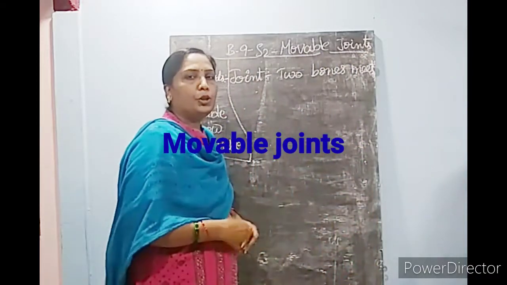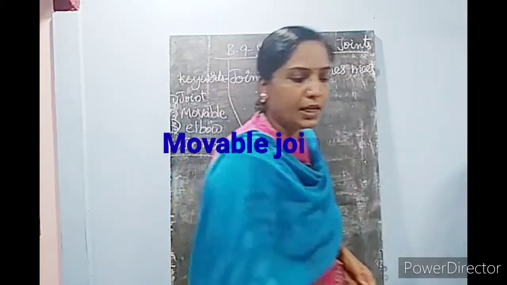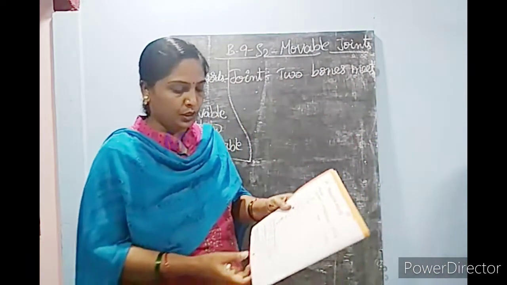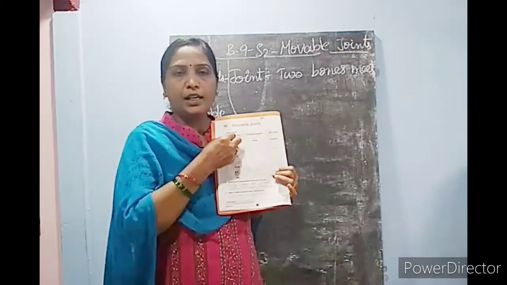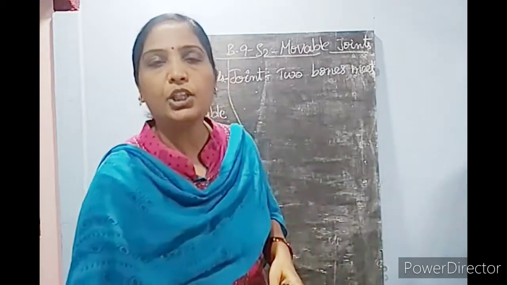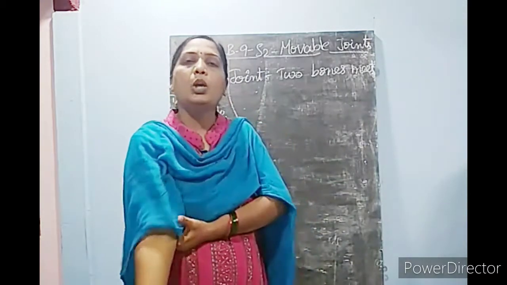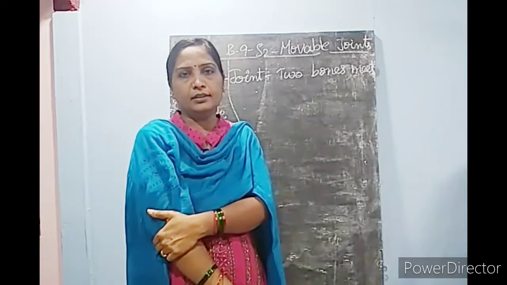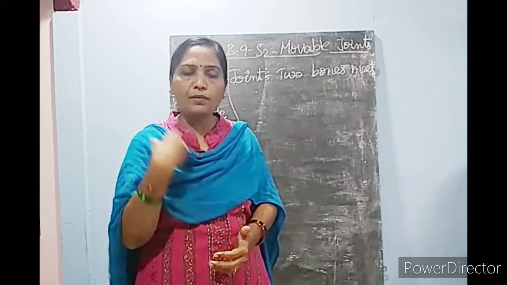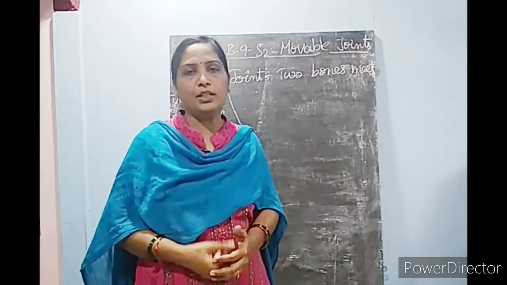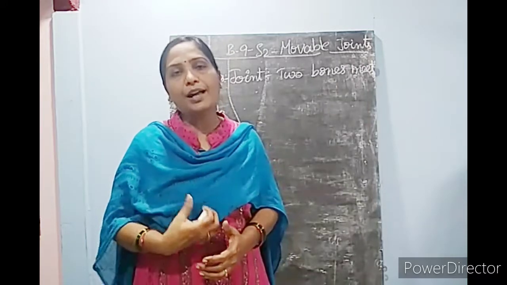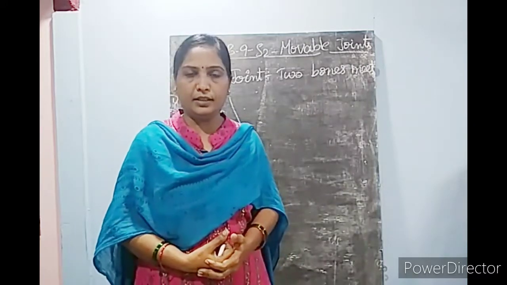We will see. To understand this, you open your S2 in volume 2. Come to page 6. Different joints are given here. You make a move in your joint and try to feel where the joints are present. Do this activity. When I am explaining, along with me, you try to feel your joint where it is present, whether it is moving or not.